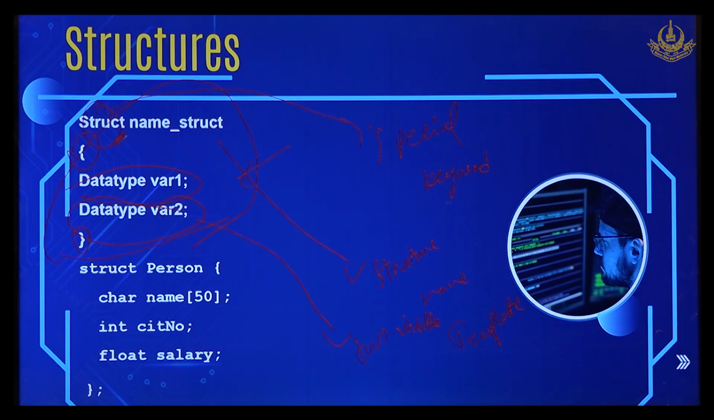So, what is the template? You use a keyword struct. This keyword is fixed. So, you cannot write struct with a capital S. It has to be small. It is a keyword. It is case sensitive. Because of its case sensitivity, we cannot use a capital S with the struct.